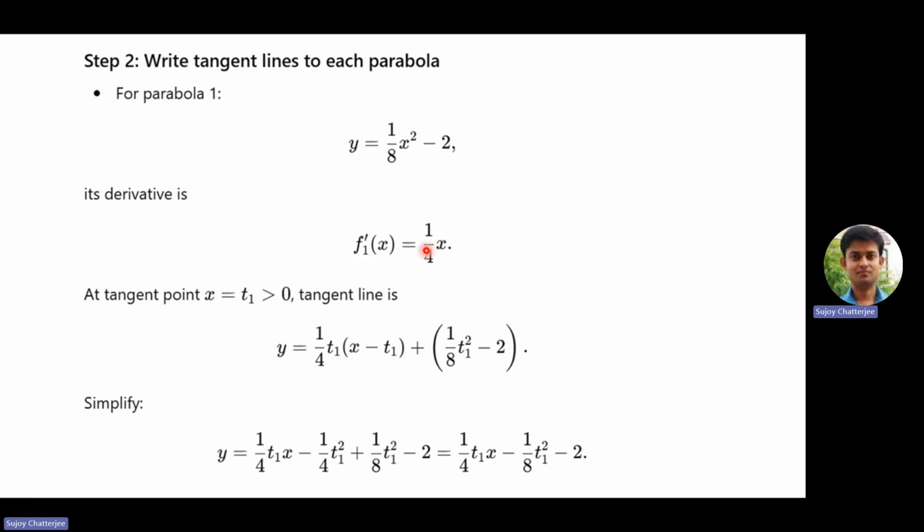How is it coming? You know from differential calculus, 1 by 8 is there, multiplied by 2x, twice of x is the derivative. So 2 and 8 get cancelled and it remains 1 by 4x. Also, the derivative of 2 is 0, so this portion goes out. So f1 dash x is 1 by 4x. This is the derivative of this expression.